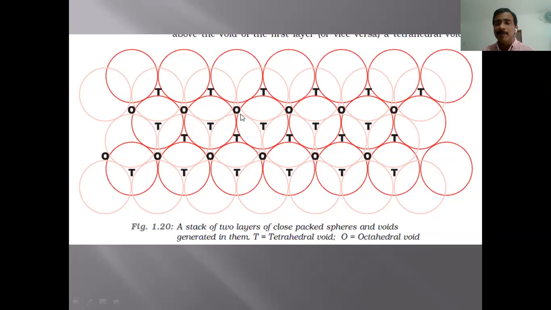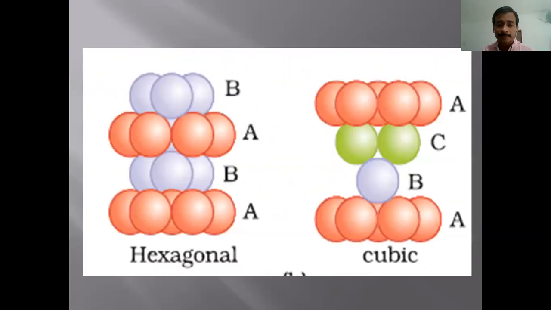You will get an ABC type arrangement, and this ABC type arrangement results in another type of 3-dimensional close packing that is known as cubic close packed arrangement.